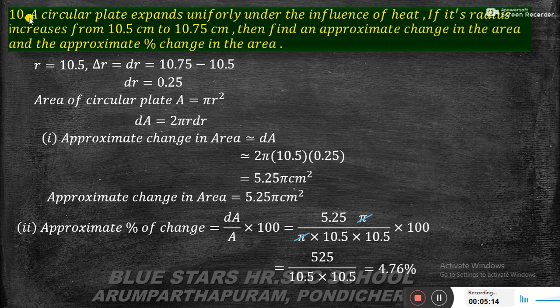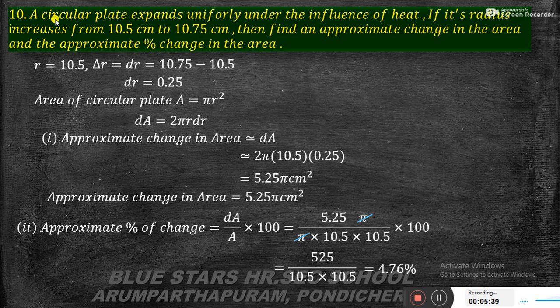So now the 10th problem. The question is: a circular plate expands uniformly under the influence of heat. If its radius increases from 10.5 centimeter to 10.75 centimeter, then find an approximate change in the area and the approximate percentage change in the area.